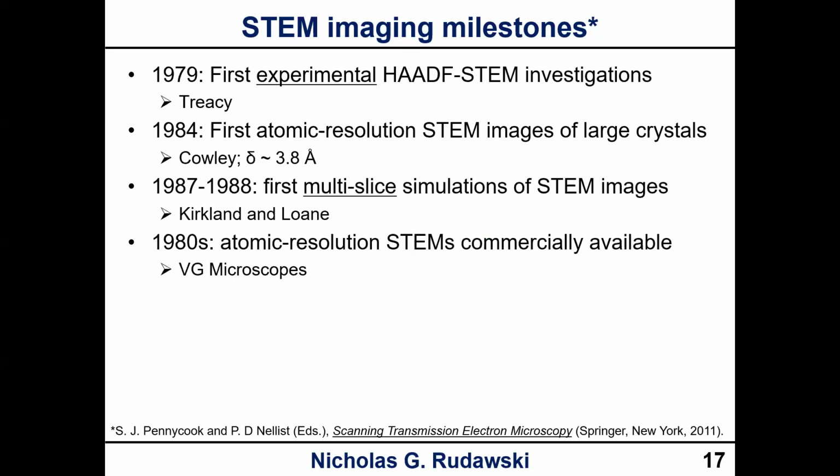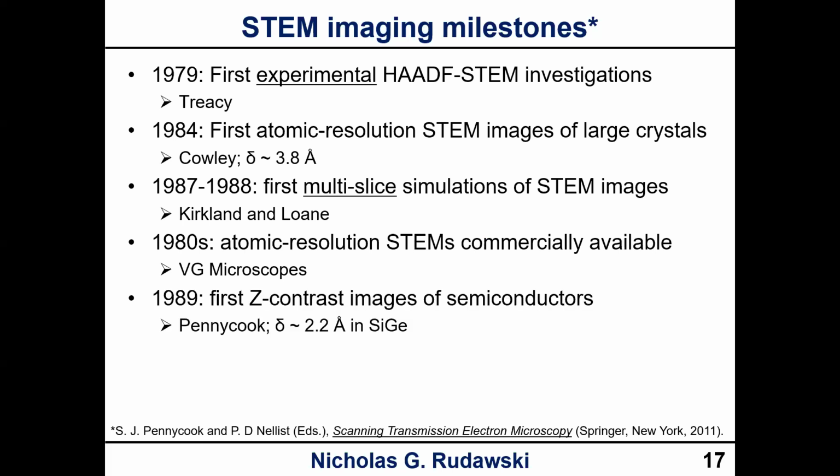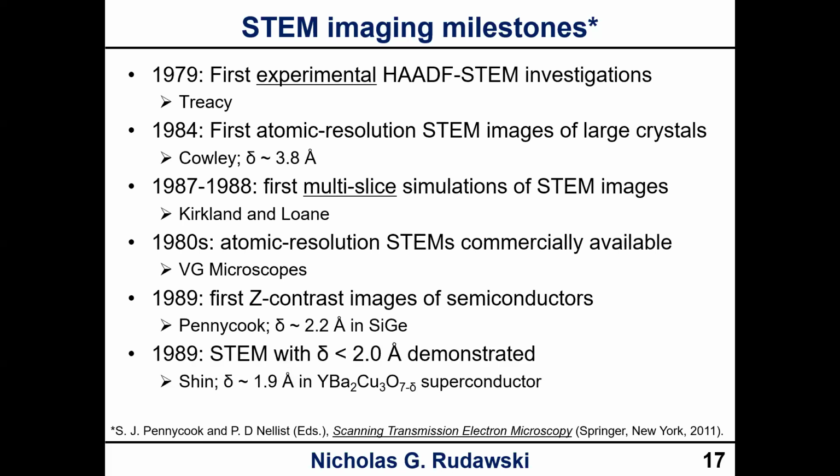In the 1980s, actually, the first atomic resolution STEMs were commercially available from a company called BG Microscopes, which is no longer in existence. And then in 1989, we saw the first Z contrast images of semiconductors. The resolution was about 2.2 angstroms in silicon germanium. And then in 1989, the 2 angstrom resolution barrier was demonstrated in YBCO superconductor.